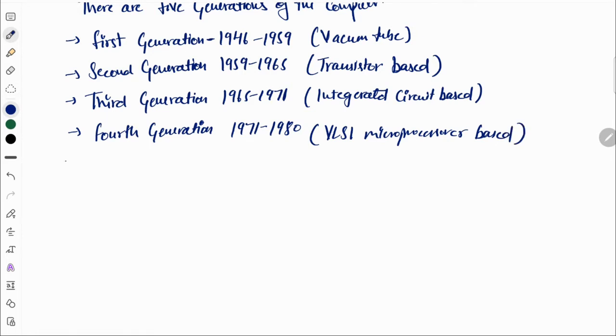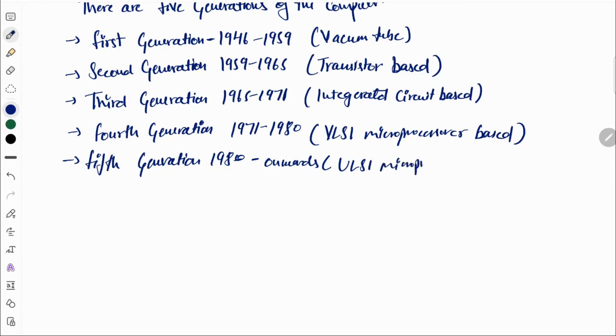And the last one, fifth one, 1980 till now, ULSI microprocessor.